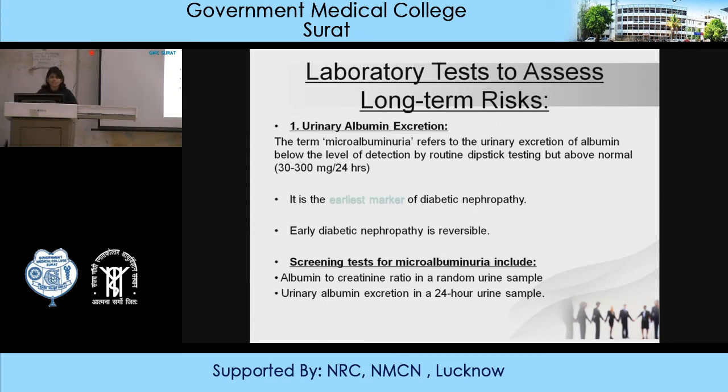Okay, so let's first talk about what these long-term risks are. We all know that long-term complications of diabetes are mainly microvascular and macrovascular complications, which can be further subdivided as diabetic nephropathy, retinopathy, diabetic neuropathy, cardiopathy, peripheral vascular disease and so on. So which are the indicators? If we measure them in the laboratory, they will give us signals that this particular system is getting affected by this disease and we immediately need to intervene here.